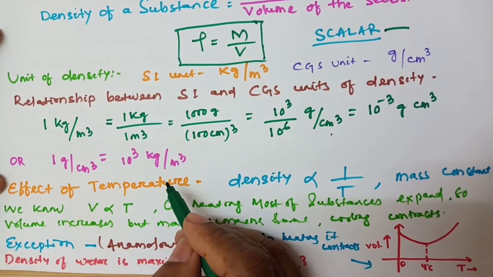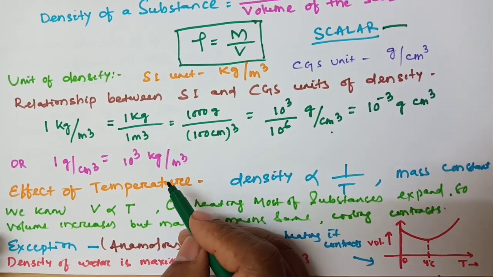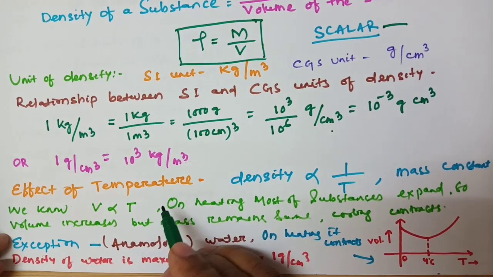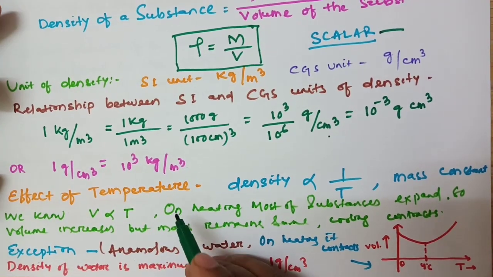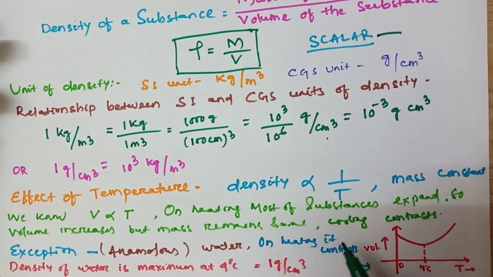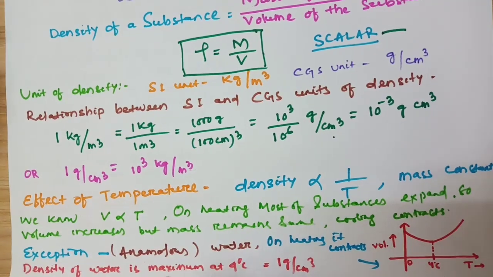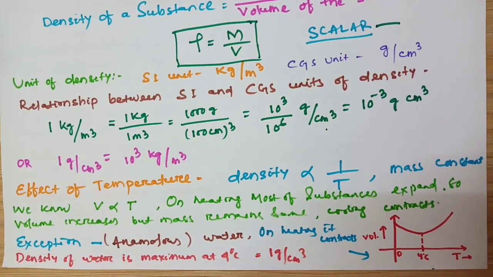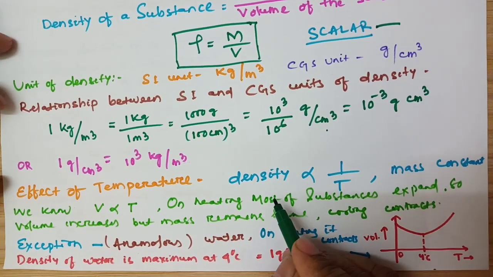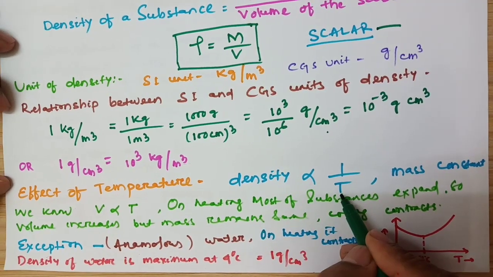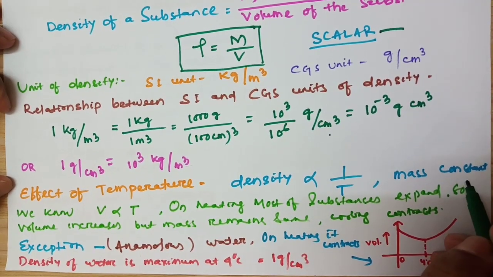This is the relation. Now, one factor that affects the density is temperature. So the effect of temperature: on heating, most substances expand. So volume increases, but mass remains the same. Therefore, density is inversely proportional to temperature, with mass constant.